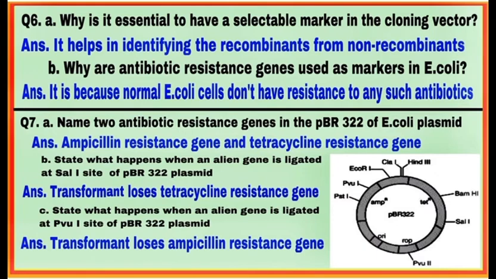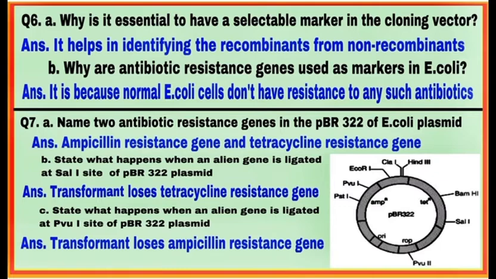Question 6 part A. Why is it essential to have selectable markers in the cloning vector? Selectable markers की ज़रूरत इसलिए है cloning vectors में ताकि हम identify कर सकें recombinants को from non-recombinants type.